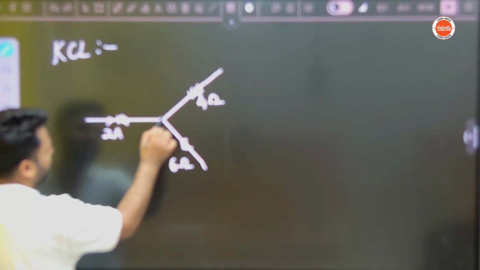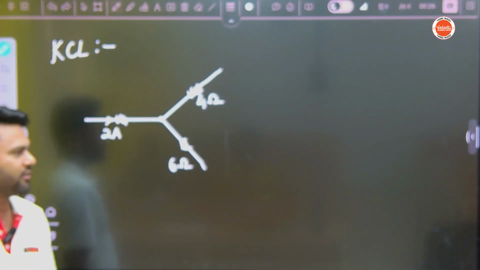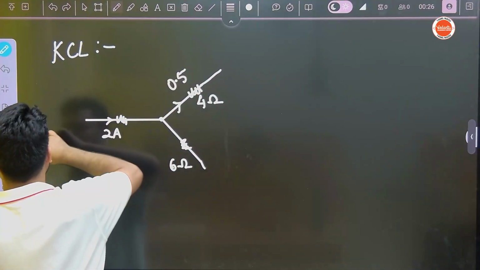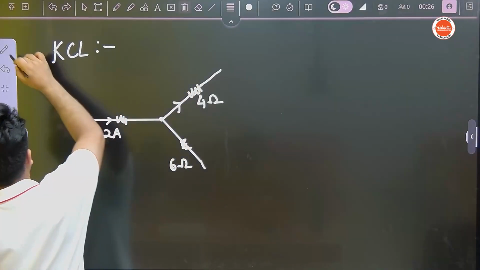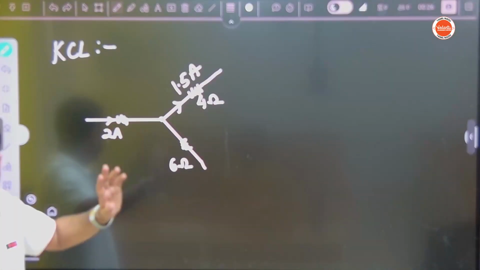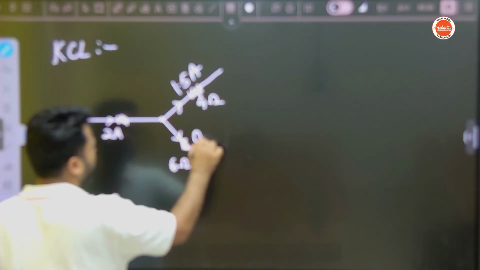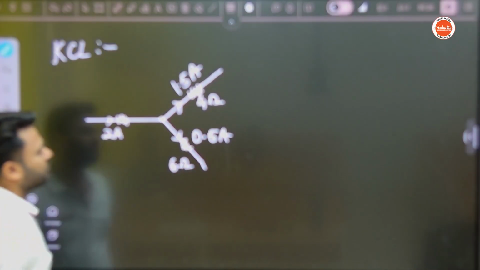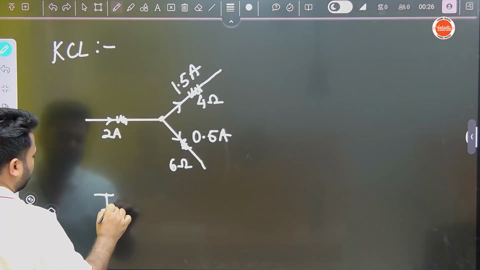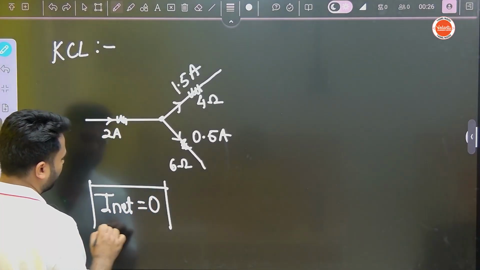When this current will reach at the junction, it will not get stored. It will flow only. Some will flow here, some will flow there. So out of 2 ampere, suppose 0.5 ampere flows there or 1.5 ampere flows there. So how much it will flow here? 0.5. This is only Kirchhoff's current law. Means there will be no net current in the junction. Net current in the junction will be 0. That's why it is also called junction law.